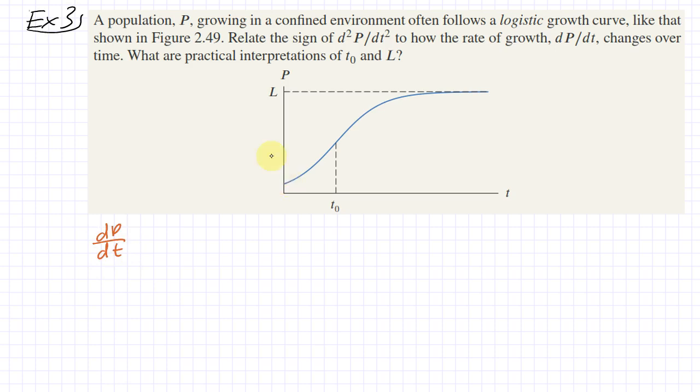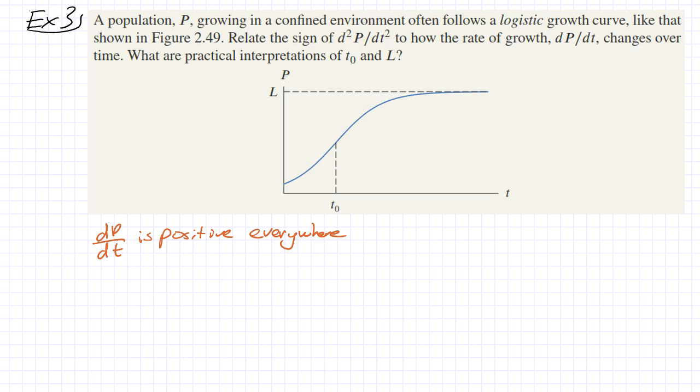Well, it looks like the original function here is increasing, so this will always be positive everywhere. But it's not exactly increasing at the same rate everywhere. It looks like it starts off kind of slower, and then it's increasing faster and faster here until you get to this point where it looks like the slope here is the steepest.